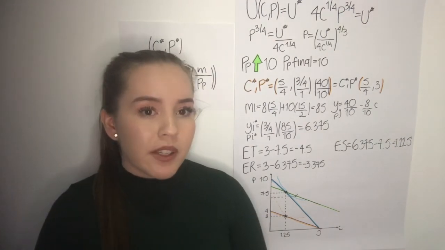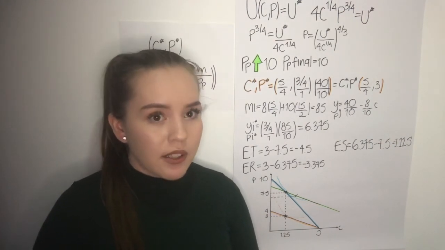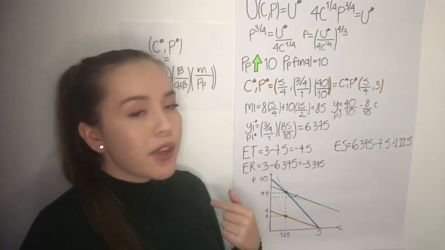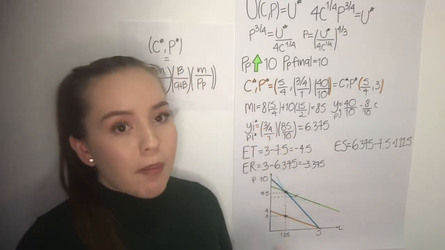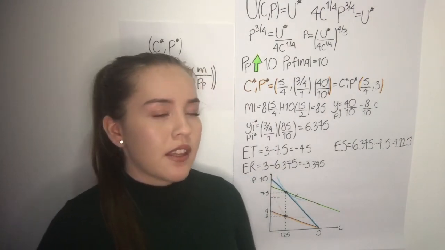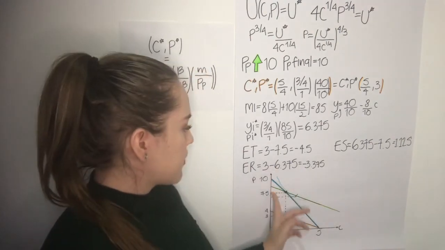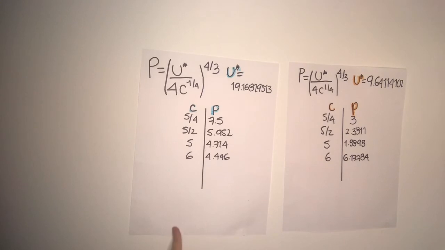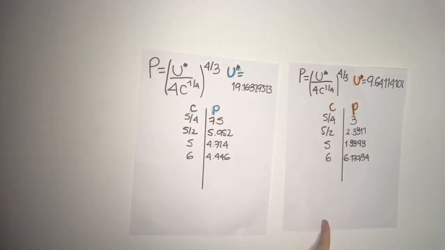Now we have to be careful because in the second part, when the price increases, we use this formula, but we have to do the whole process to graph the indifference curves. So this is the tabulation for the first moment, and this is the tabulation for the second moment when the price of PP increases.